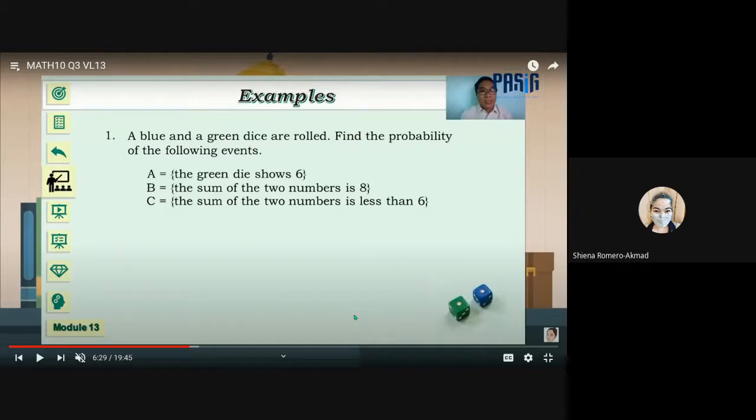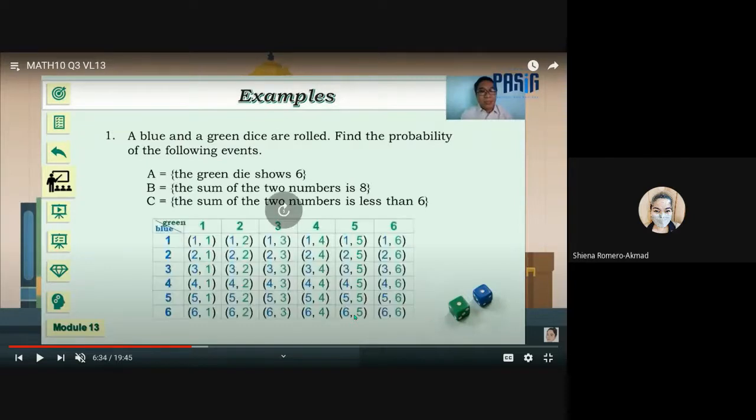So kung dalawa yung i-roll mo, dalawa din yung magiging resulta mo, right? Sa unang die, ano yung result mo? Sa pangalawang die, ano yung result mo? You are going to throw or roll these two dice na magkasabay. So, paano kaya kung ang magiging result ay 6 yung ating green? Ano kaya mga possible results kapag ang green mo, ang resulta niya ay 6? Ilan po?